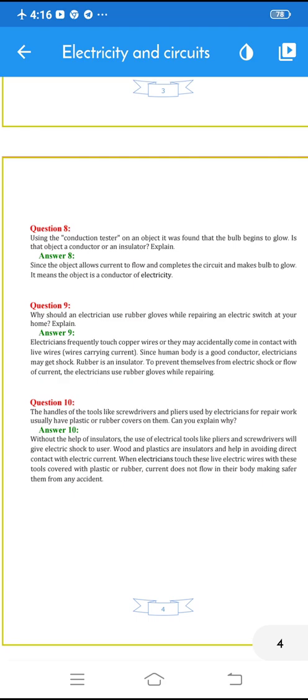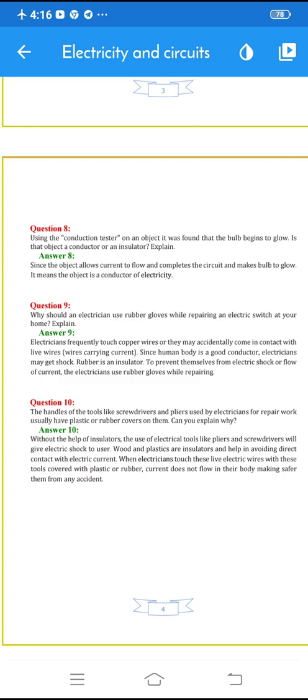Answer: without the help of insulators, the use of electric tools like pliers and screwdrivers will give an electric shock to the user. It is very dangerous for the user to use tools made completely of metal. Wood, plastic and rubber are all insulators and help in avoiding direct contact with electric current.